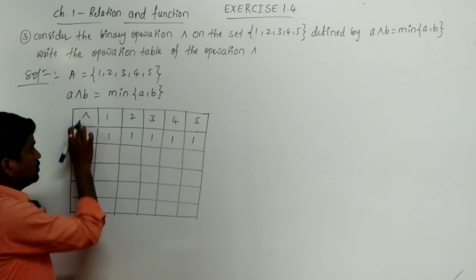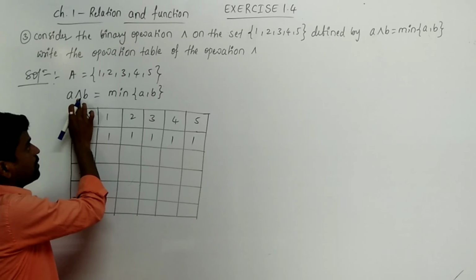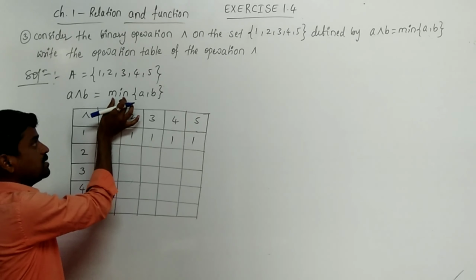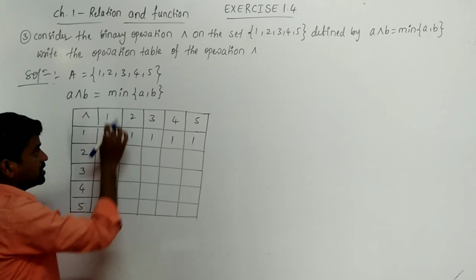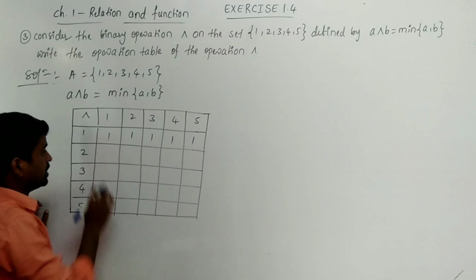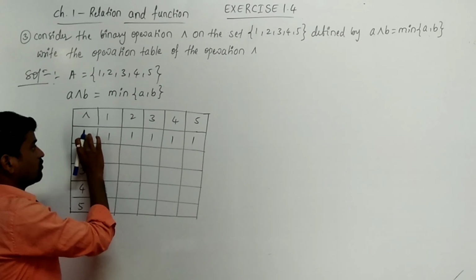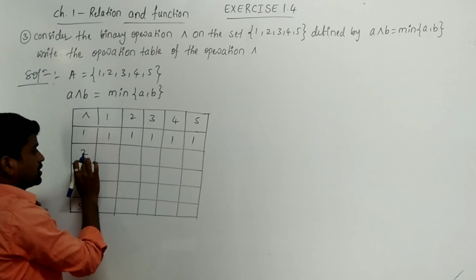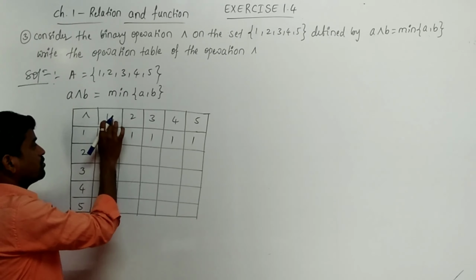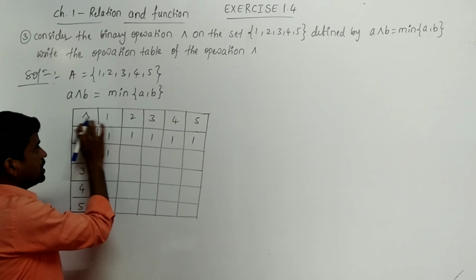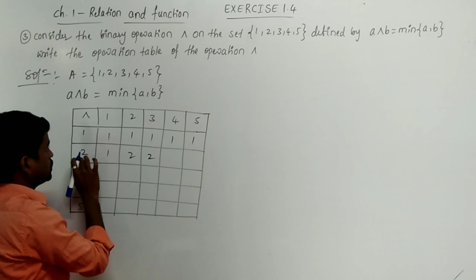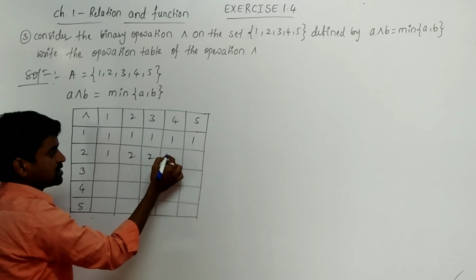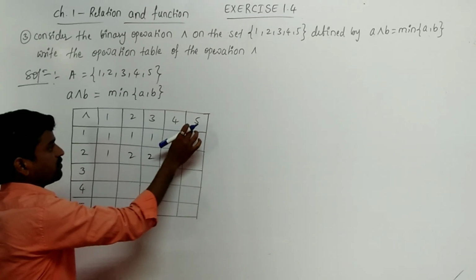Then 2 minimum 1. A operation b is nothing but minimum of a and b. These are A elements, these are B elements. 1 minimum 1, same here. 2 minimum 1 is 1. 2 minimum 2 is 2. 2 minimum 3 is 2. 2 minimum 4 is 2. 2 minimum 5 is 2.